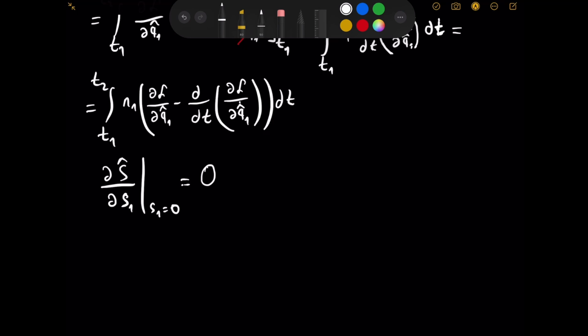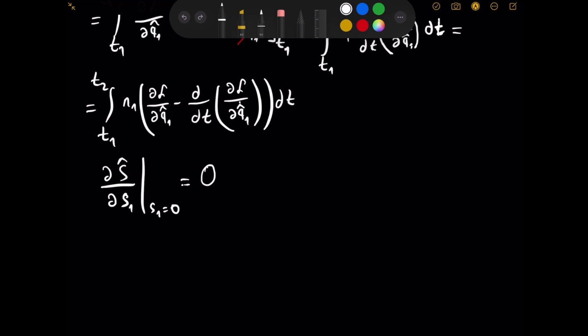Well, I hope I'm not making this part more complicated than it needs to be. Basically, when we evaluate this derivative at S1 equals 0, Q1 hat becomes Q1. And so we're now considering the function that makes the functional stationary, which means that this derivative should be equal to 0. This is the condition on Q1, basically.